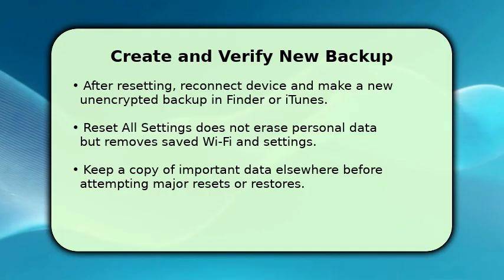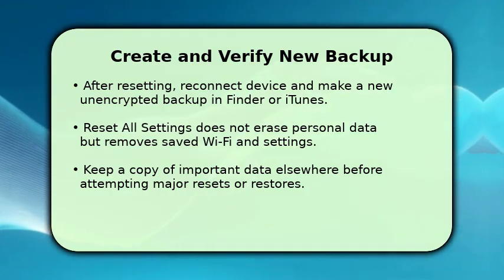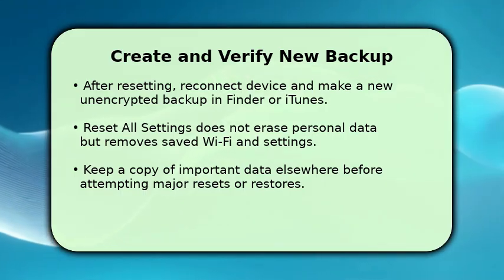Open Finder or iTunes, select the device, and ensure Encrypt Local Backup is unchecked. Click Backup Now to make a new unencrypted backup and watch the progress indicator complete.